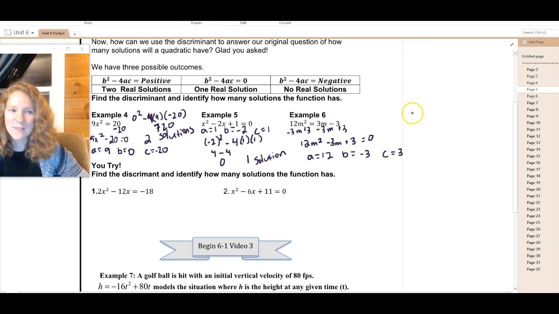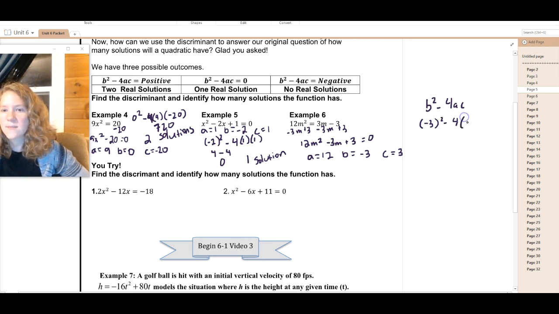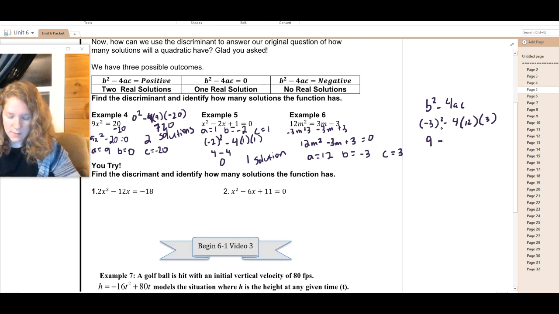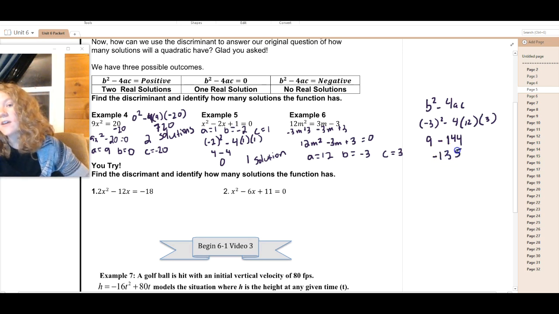I always want to go negative B plus or minus square root of B squared. I'm only looking for the discriminant, which means I only need B squared minus 4AC. B squared is negative 3 squared minus 4 times A, which is 12, times C, which is 3. Negative 3 squared is going to be positive 9. Negative 4 times 12 times 3 is negative 144. And when I subtract 9 minus 144, I get negative 135. A negative value of the discriminant means there are no real solutions.